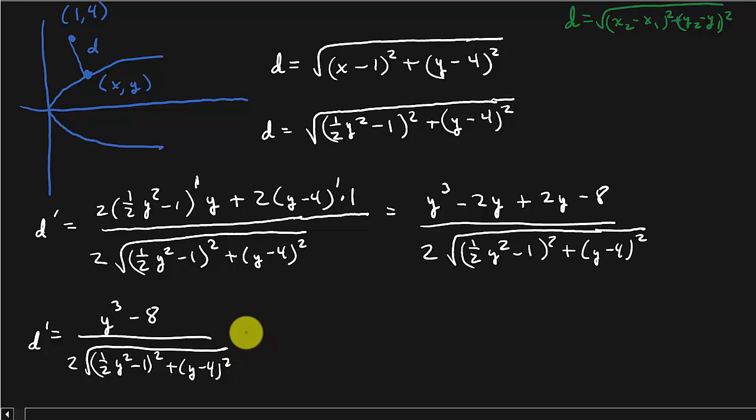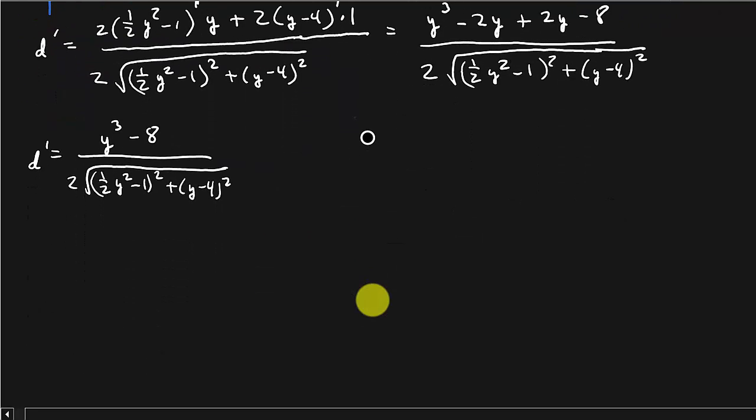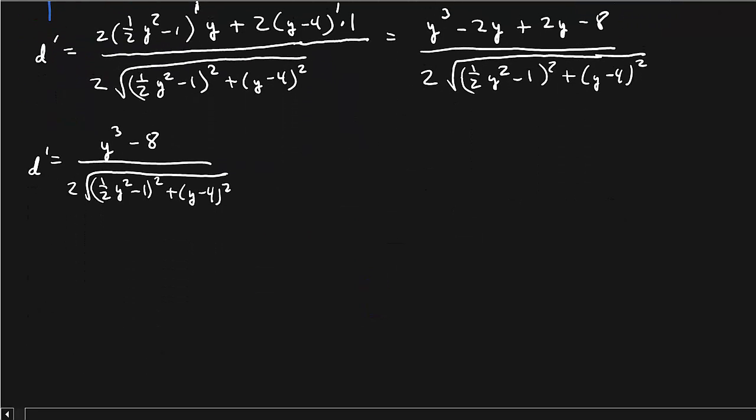All right, now what do we want? Well, remember, you got to set this equal to 0 and solve for, in this case, y. All right, so we know that a fraction is 0, okay? So we know d prime is 0 when y cubed minus 8 is 0. So y cubed equals 8 and y equals 2.